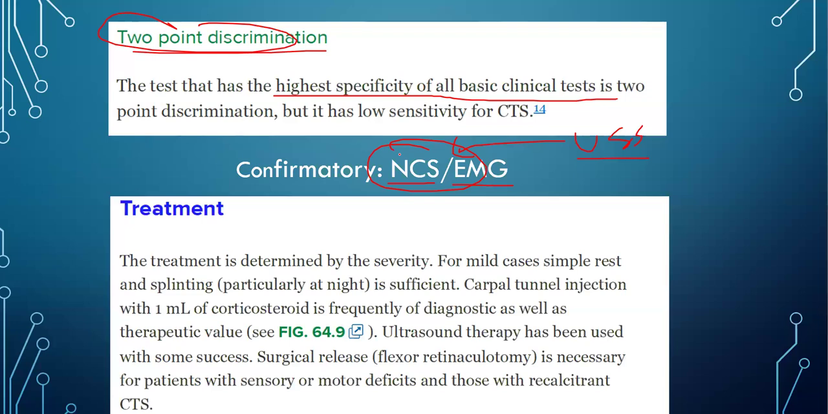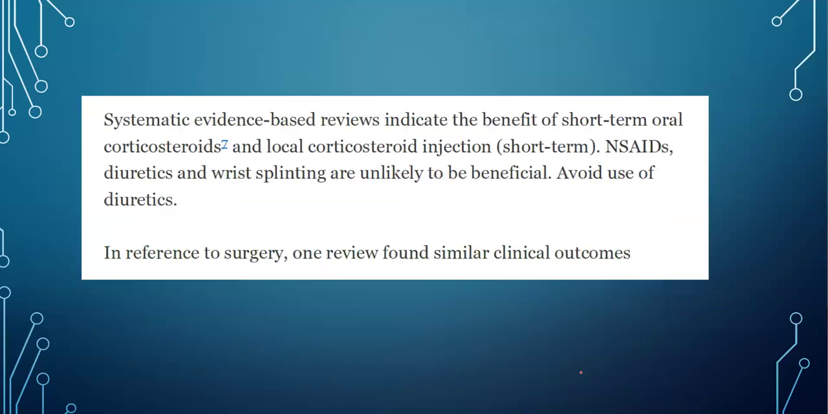So what is the treatment? Treatment depends on the severity of the pain. For mild cases, just simple rest and splinting at night is sufficient. You can also go for a carpal tunnel injection of steroid. So you can put a steroid under the tunnel to reduce the inflammation. And the last option, especially for severe cases, is surgical release. So surgery is always the last resort.